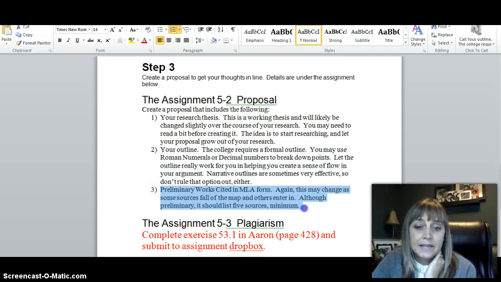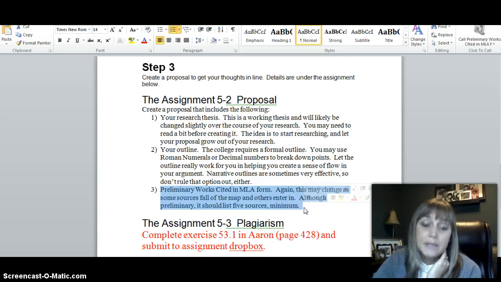And then finally, a works cited. While it's a preliminary works cited, it should be in proper MLA form, and there should be a minimum of 5 sources on this. And I'm encouraging you to have more because you know that some of them are going to look really good and then be bad.